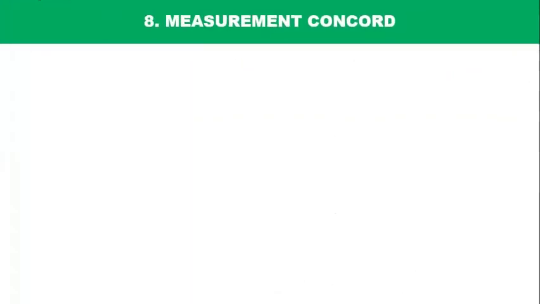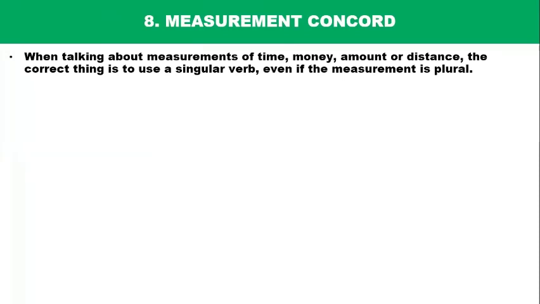Moving on, we want to look at number 8, which is measurement concord. And when talking about measurements of time, money, amount, or distance, the correct thing is to use a singular verb, even if the measurement is plural. Don't forget that we use all kinds of measurements in our speech and writing. So it's important to know how to make the verb agree with the measurement we are describing. Now let's look at some examples.